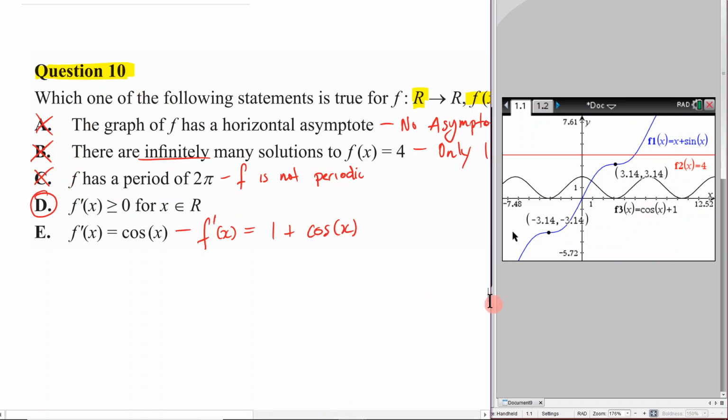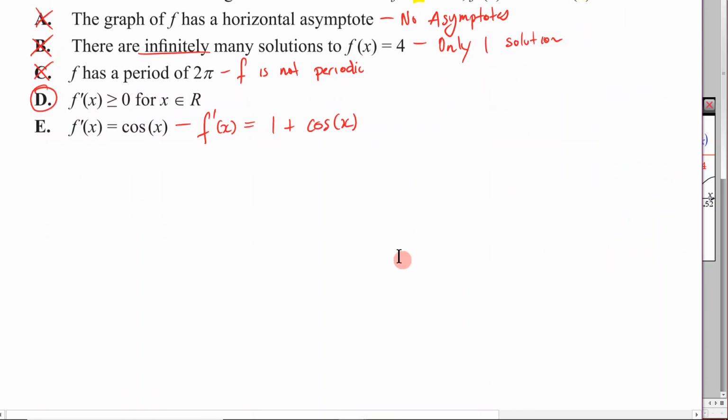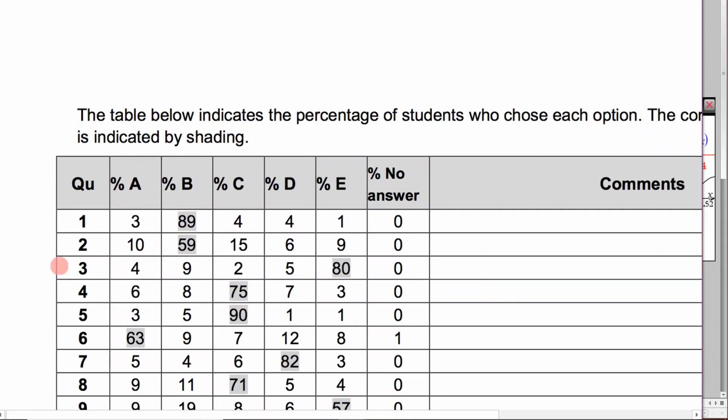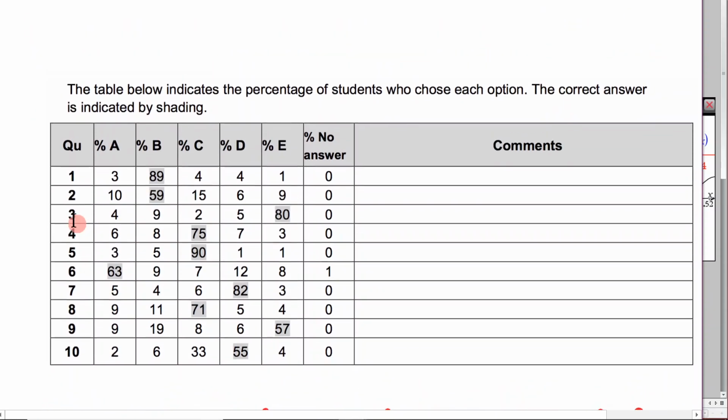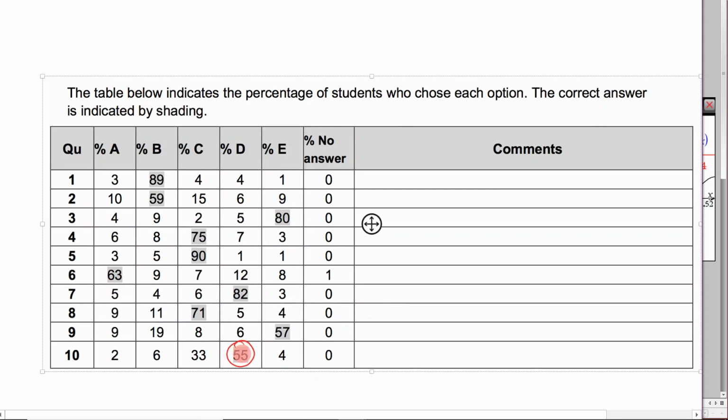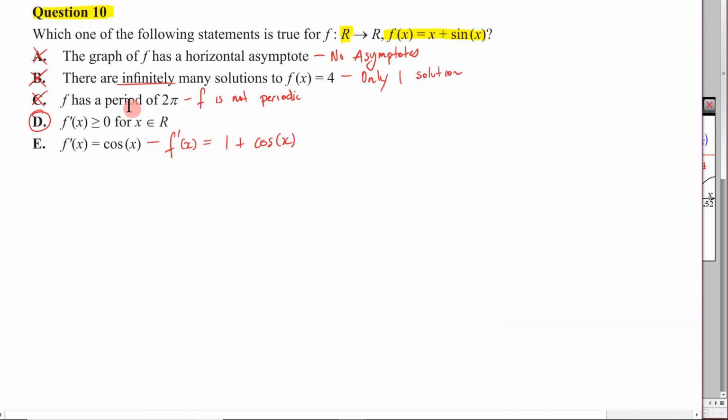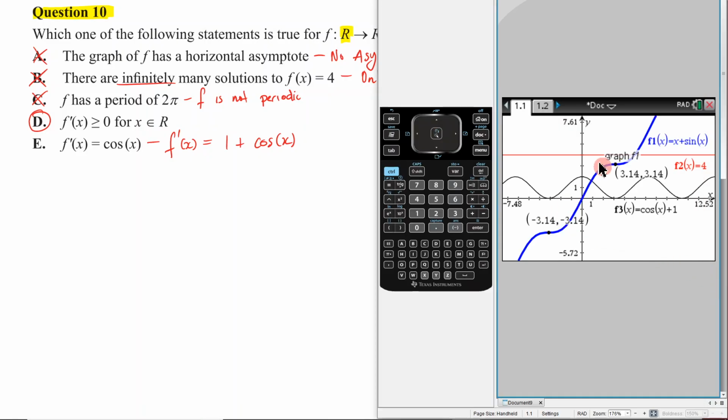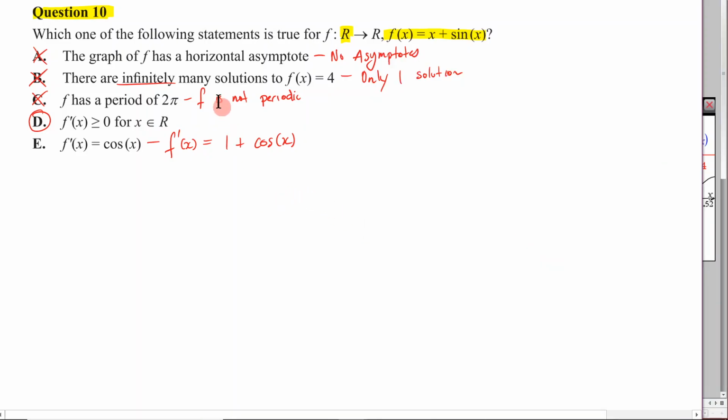Let's now come down here to our examiner's report, and you can see that 55% of the state were able to get the correct answer, D. But lots of people messed up, and 33% of people said that C was the correct answer. And C, as I said before, is the fact that we have a period of 2 pi. We went through probably what their thought process was there, and we said that f is not periodic, so we can eliminate this one.